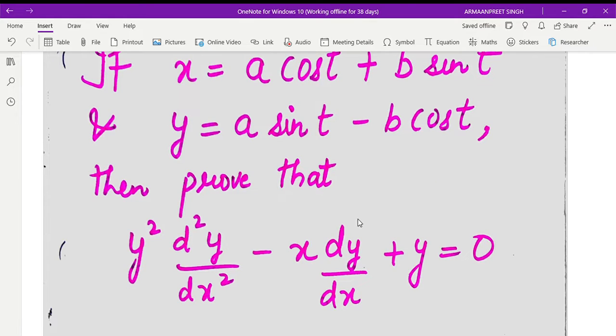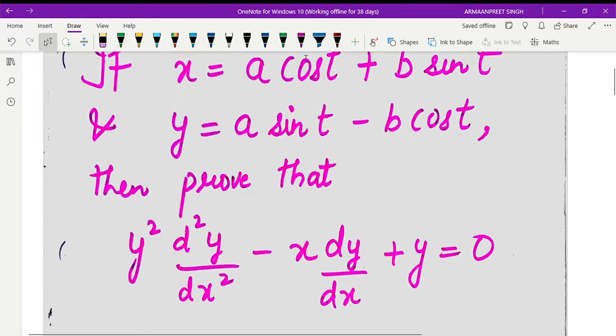So let's start. The statement is: if x is equal to a cos t plus b sin t and y is equal to a sin t minus b cos t, then prove that. First of all, we will eliminate t from x and y. So here is the process.